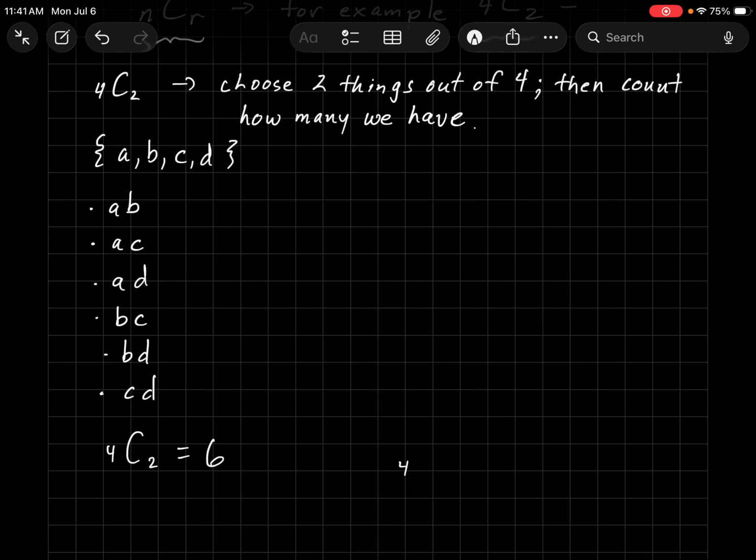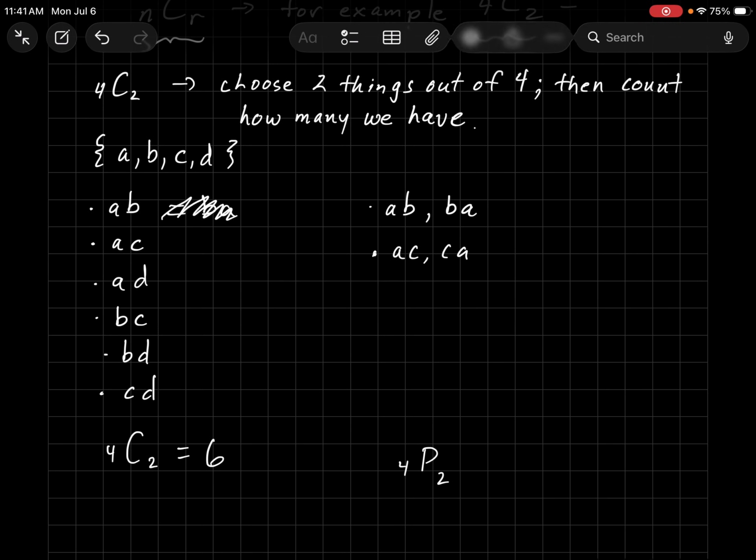What if we want to do the same thing, but the order does matter? Well, let's start listing them over here. We could have AB, but BA is different than AB. So that's what we mean by order matters or does not matter. In the first column, AB and BA are the same thing. The order doesn't matter, so they're the same thing, so we don't list them separately. But in a permutation, AB and BA are different things because the order does matter.